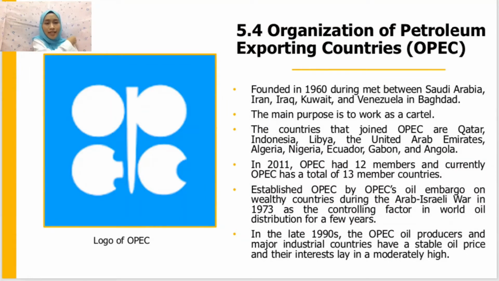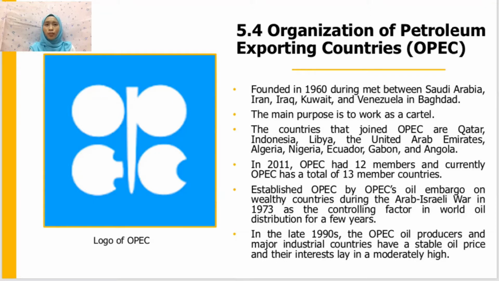Next organization is OPEC, which is the Organization of Petroleum Exporting Countries. From the early 1900s, international oil companies kept oil prices low to consumers in the world's wealthiest countries by paying little to the producing countries. In 1960, Saudi Arabia, Iran, Iraq, Kuwait, and Venezuela met in Baghdad, Iraq, and founded the Organization of Petroleum Exporting Countries, OPEC.